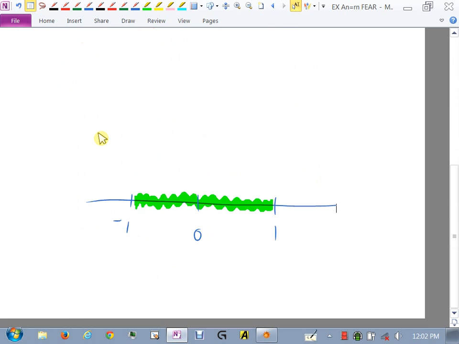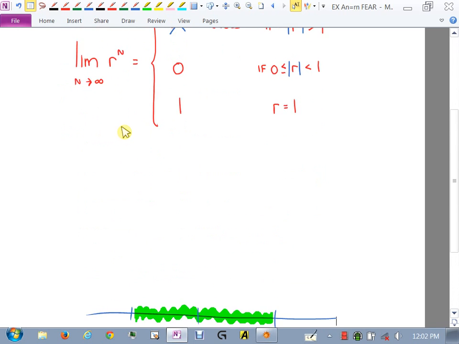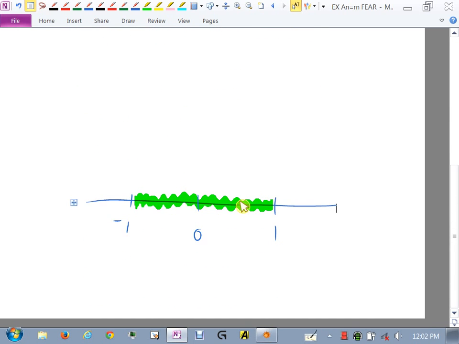Okay, so let me see if I can get this on the number line. The green is convergence, okay? We know that the stuff bigger here, the blue, is divergence, yes? What about at 1? It heads to what? If r is 1, it's 1, right? That's convergent. So that point would be convergent, but at -1, it's divergent. Do y'all see that?